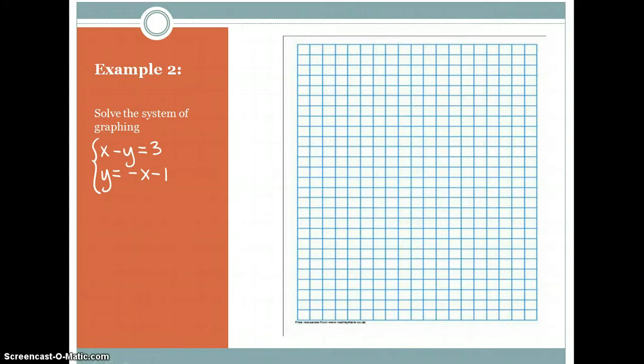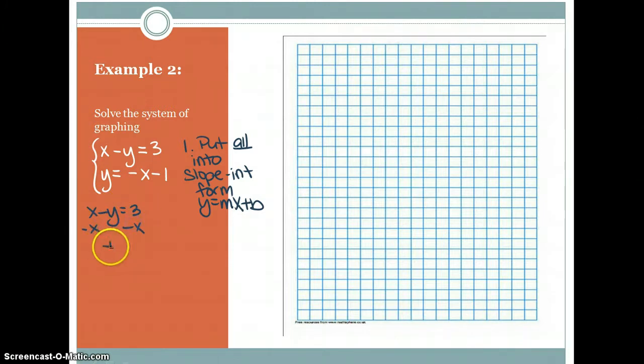The first thing that you need to do is to make sure that they're both in slope-intercept form. So y is equal to mx plus b. For this specific one, the first one isn't, but the second one is. So x minus y is equal to 3 needs to be solved. You would start by subtracting x from both sides.